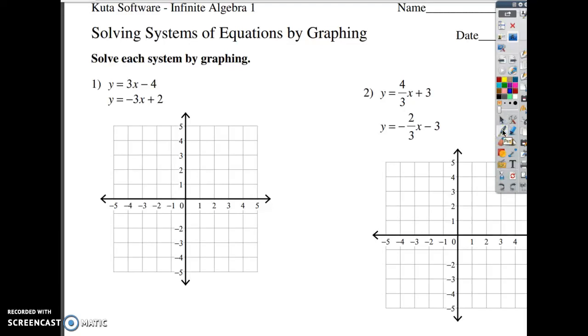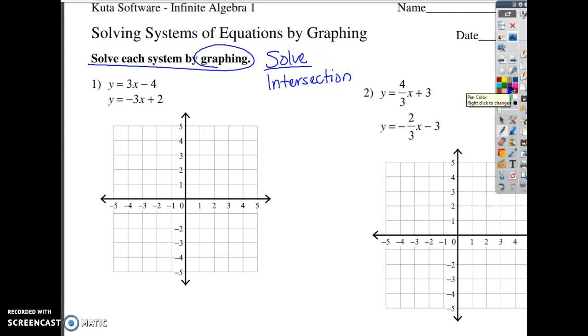We're going to be solving systems today by graphing. When you solve a system, you're looking for the intersection. So when they say solve, they're asking for the intersection. Where do they cross?